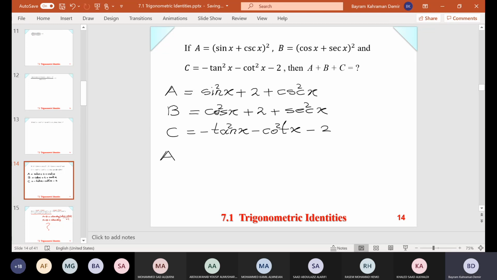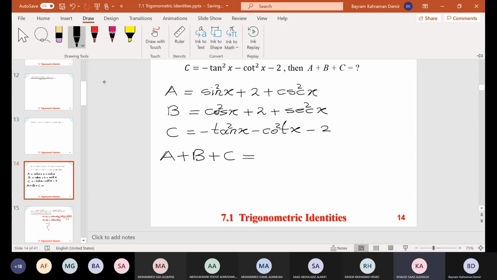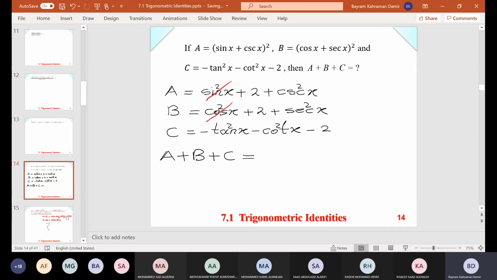All right, let's see what is A plus B plus C. Let's look at sine square plus cosine square. That is 1. And 2 plus 2 is 4, but there is minus 2 here. So 2. So we have plus 2 only.